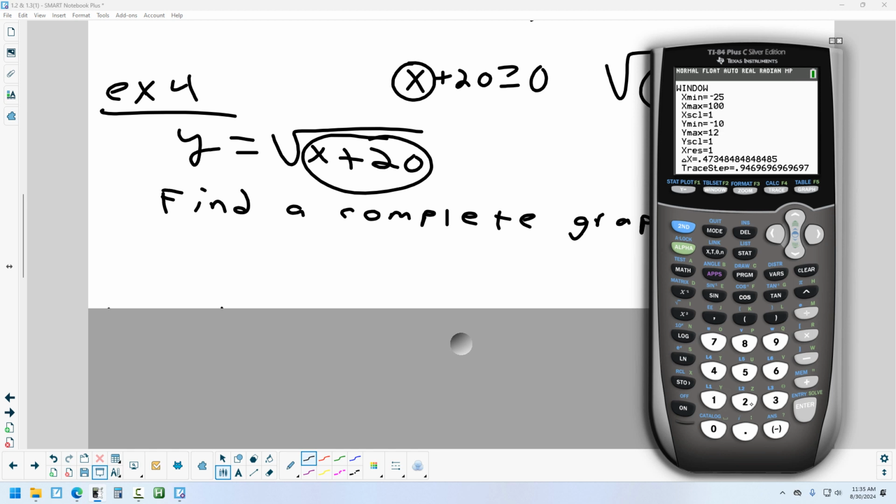So that's about as high as you're going to need to go. I'll go one extra. But your y value, if you go up to 100 for x, you're not going to go above 12 for y. You're only going to go up to about 11. And that's a good picture of a square root. A square root is basically a parabola on its side, but it's only half of it. It's not both halves. So find a complete graph. I would say write down those mins and maxes for x and y. That's all I'd be looking for.